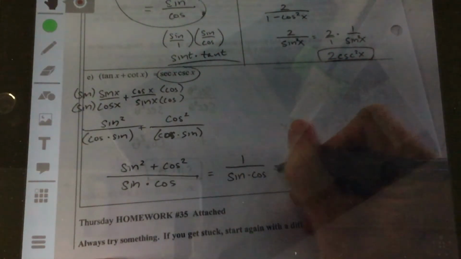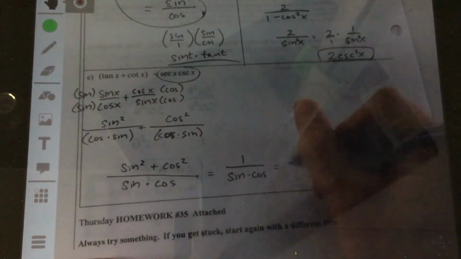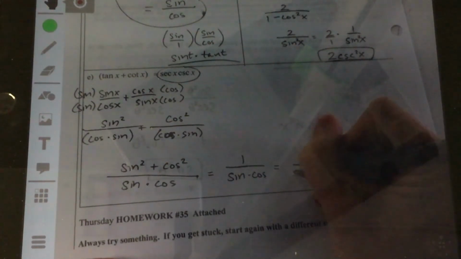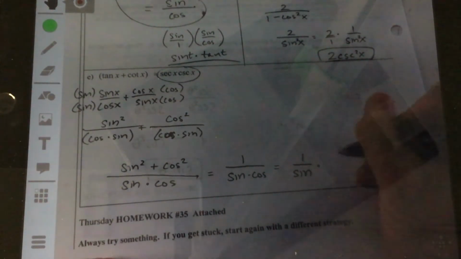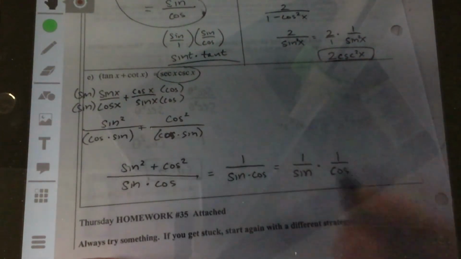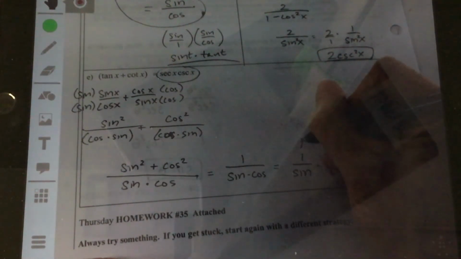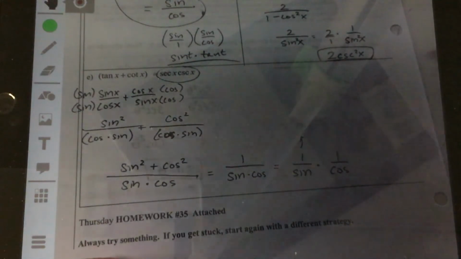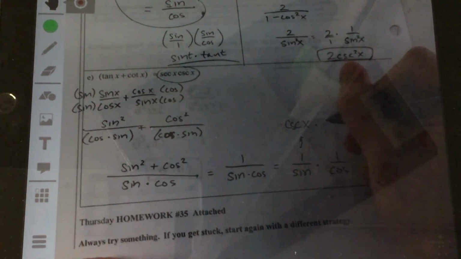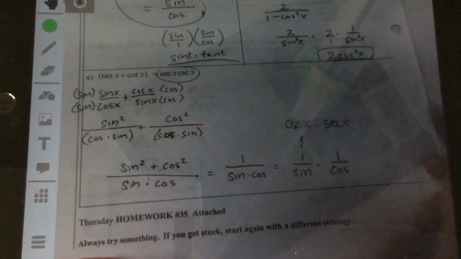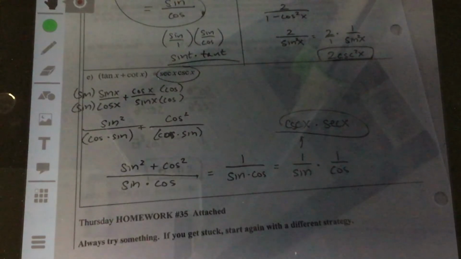If you want to show it a little bit better, you could break this into two fractions that multiply together. So 1 over sine times 1 over cosine, because those would multiply together to this. And then 1 over sine equals the cosecant. So this would be cosecant x, and 1 over cosine is the secant of x. And cosecant times secant is the same as secant times cosecant. So that's how you can prove both sides of this are equal to each other.